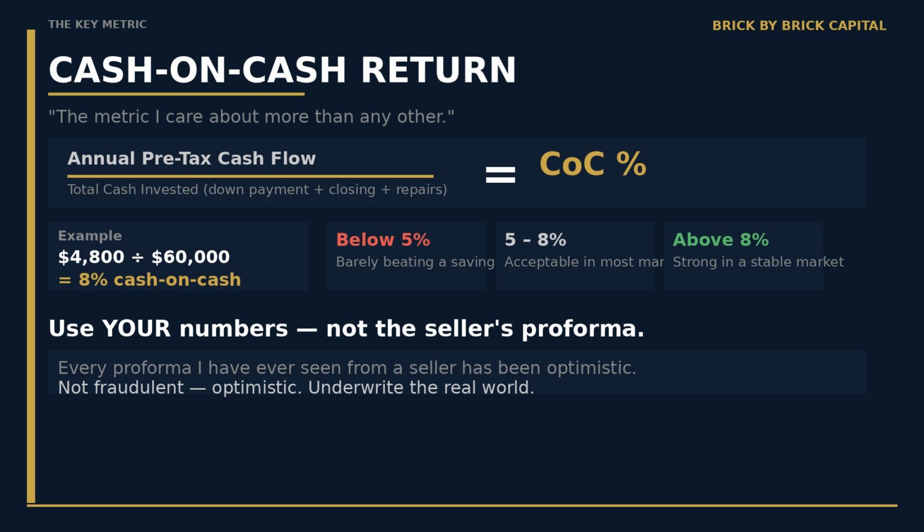Now here's the important thing. You have to use your numbers to calculate this, not the seller's. The listing will show you a pro forma. Every pro forma I have ever seen from a seller or listing agent has been optimistic. Not fraudulent, optimistic. They assume full occupancy. They assume low maintenance.